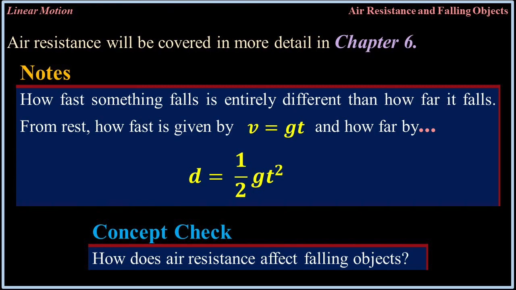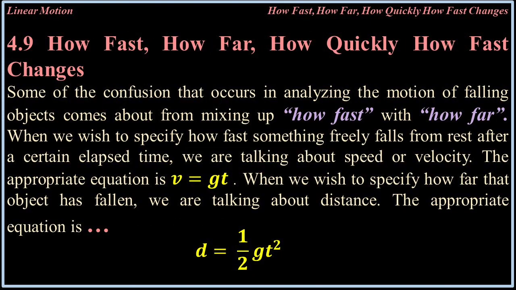How fast something falls is entirely different from how far it falls. From rest, how fast is given by v equals gt, and how far, d equals 1/2 gt squared. How does air resistance affect falling objects? That's the concept check. How fast, how far, how quickly, how fast changes.